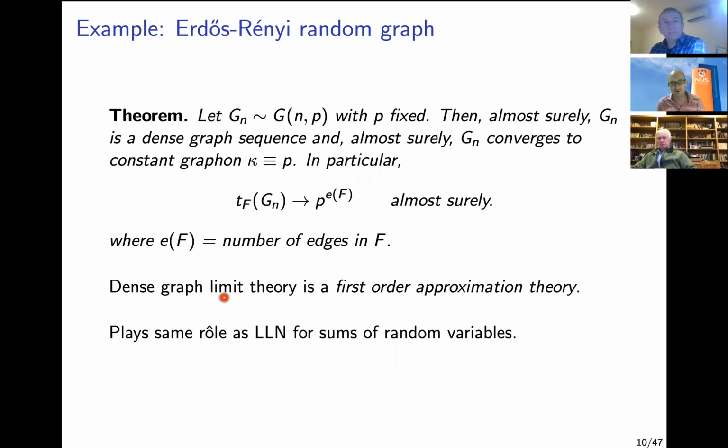Now, the main point here is that, as you can see, the limit is deterministic, right? So this is a sort of first order approximation theory. And if you will, it's sort of the law of large numbers, or equivalent to the law of large numbers for sums of random variables. It gives you the first order behavior of these graphs. All the randomness of the edges has disappeared, and we end up with this quantity there. I mean, this limit is just deterministic.